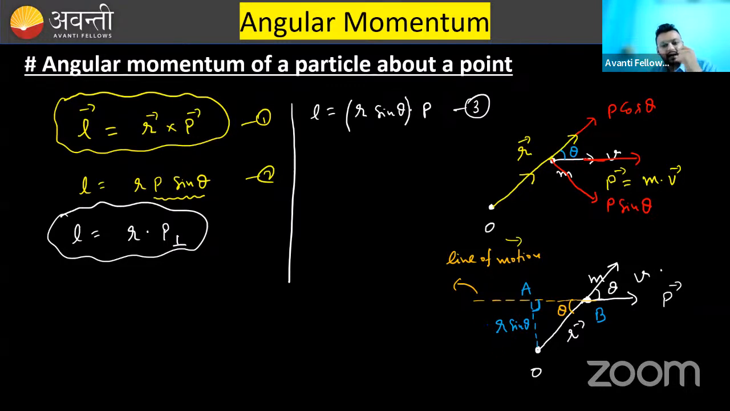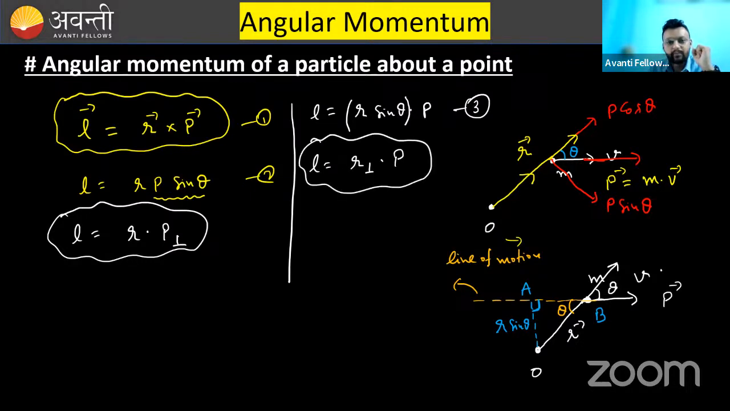Now can you see that R sine theta in the diagram is the perpendicular from the origin on the line of action. So I can modify this relation again. L is equal to R perpendicular into P. This is again a most important term. L is equal to what? R perpendicular into P. I hope these things are clear.